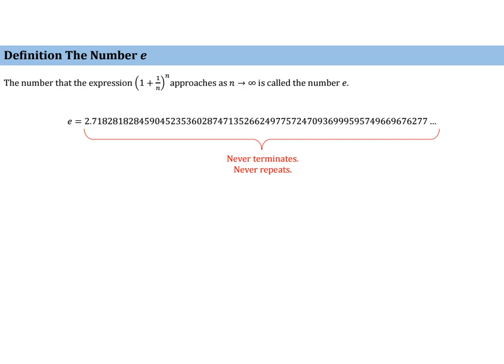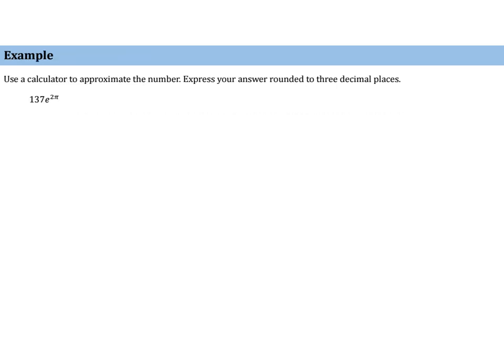So let's use this number. A good thing to remember is that it's just under 3. So it's about 2.7. So we can use our calculator to approximate 137 e to the 2 pi.